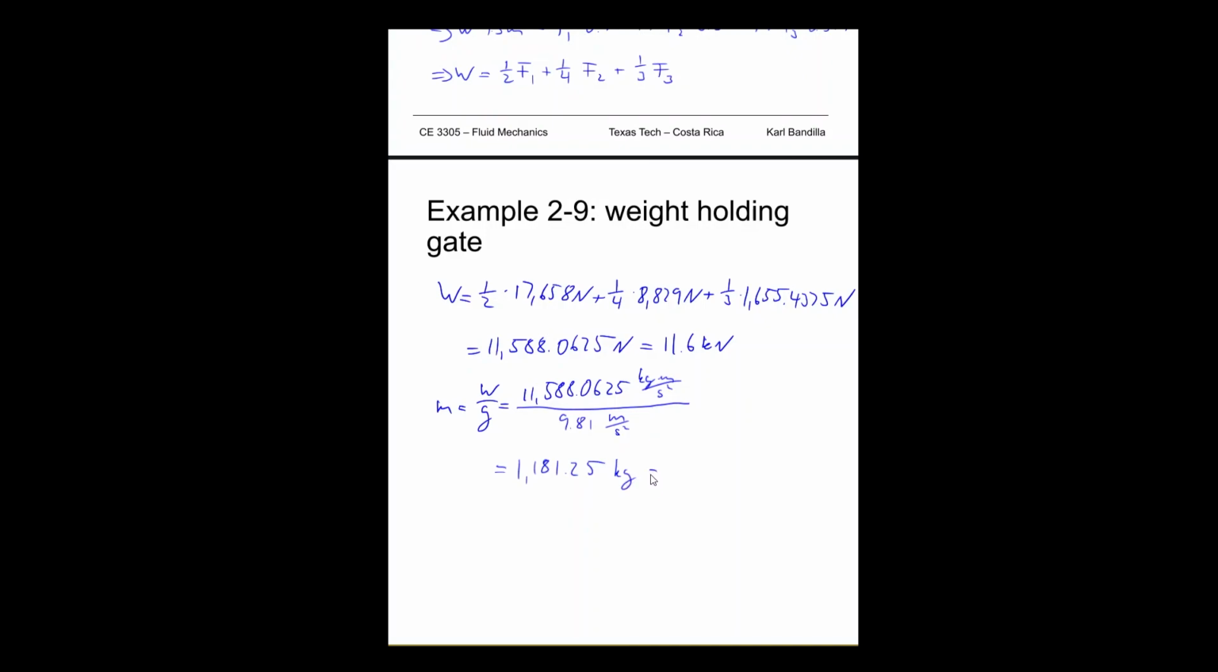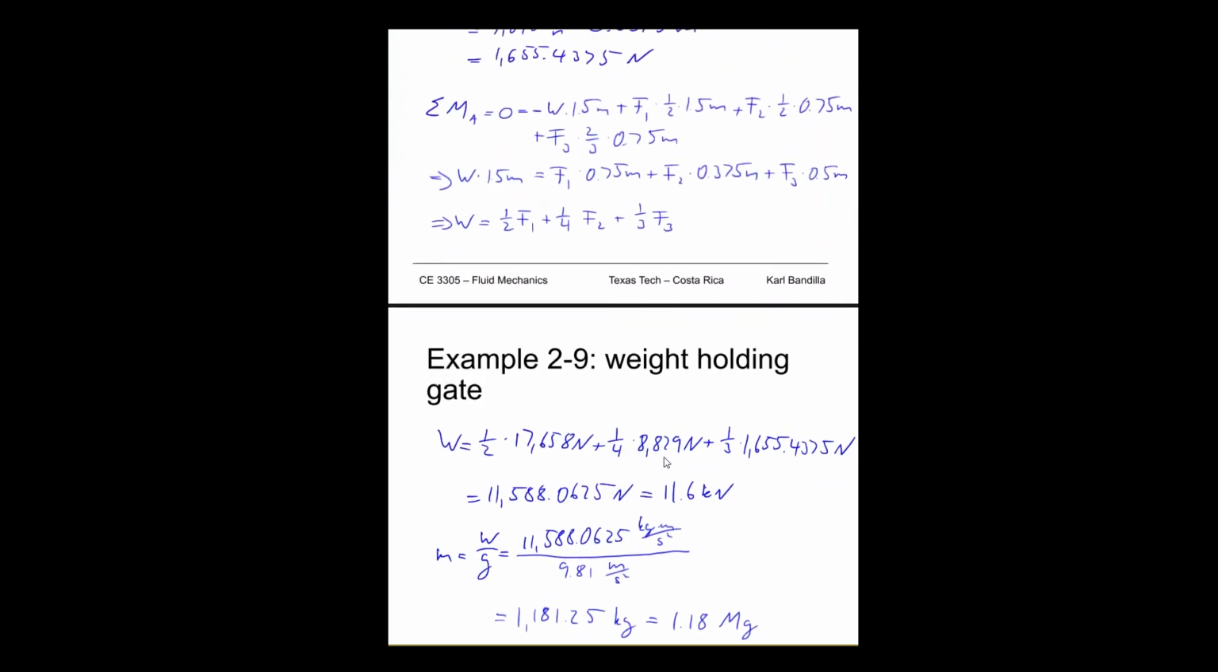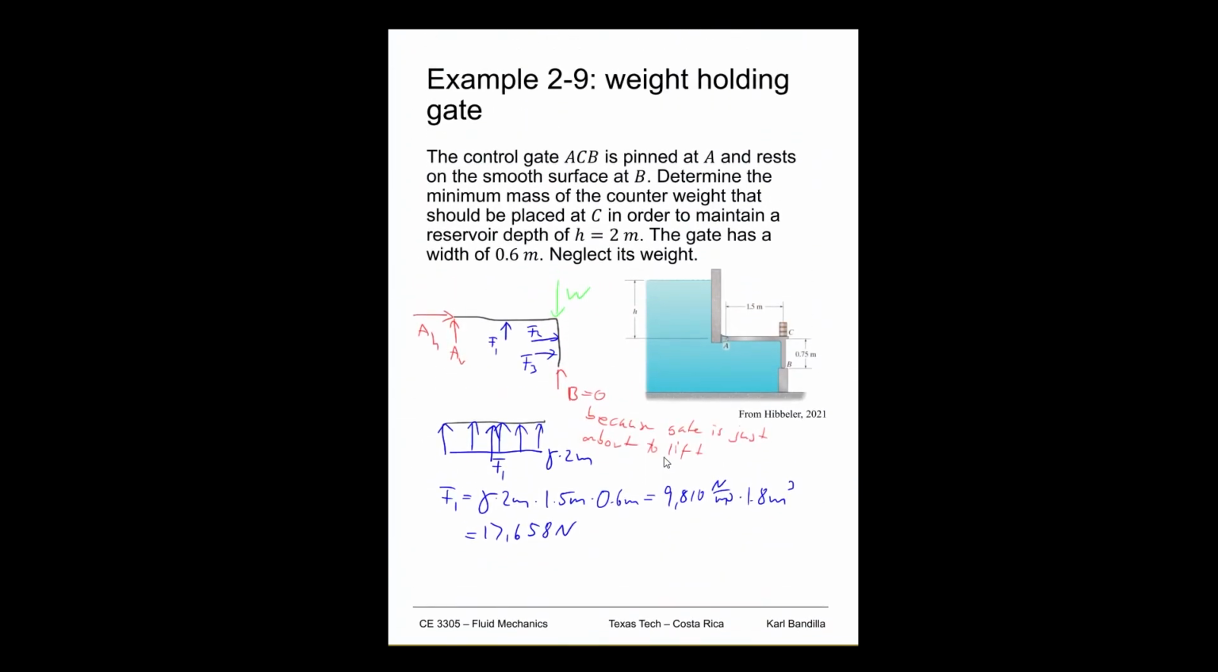And if we want to write that as a smaller number, we can say that as 1.18 megagrams, right? Because we're going one up. We also call that tons, but it's difficult with tons because there's multiple different definitions of tons. So it's better to say megagrams. That makes it very clear what we're talking about. So to recap, if we wanted to keep this gate closed with a water height of 2 meters, then we'd have to add 1.18 megagrams of mass up on the corner here.